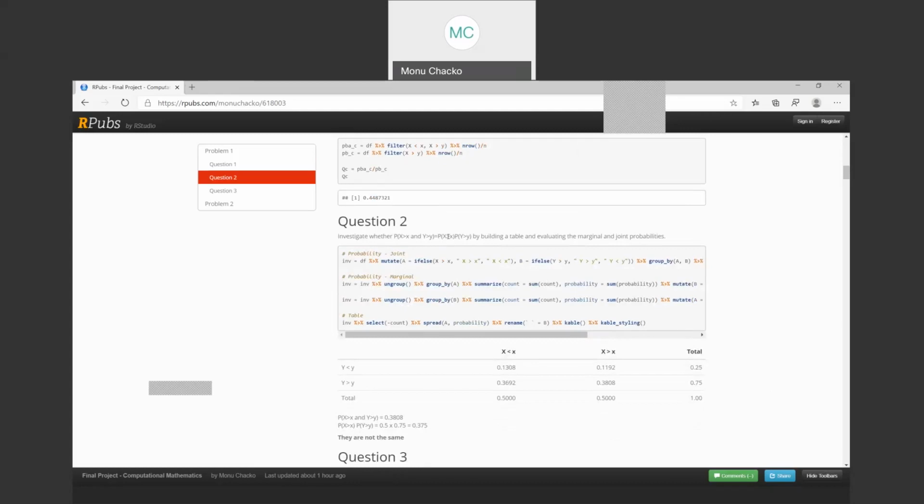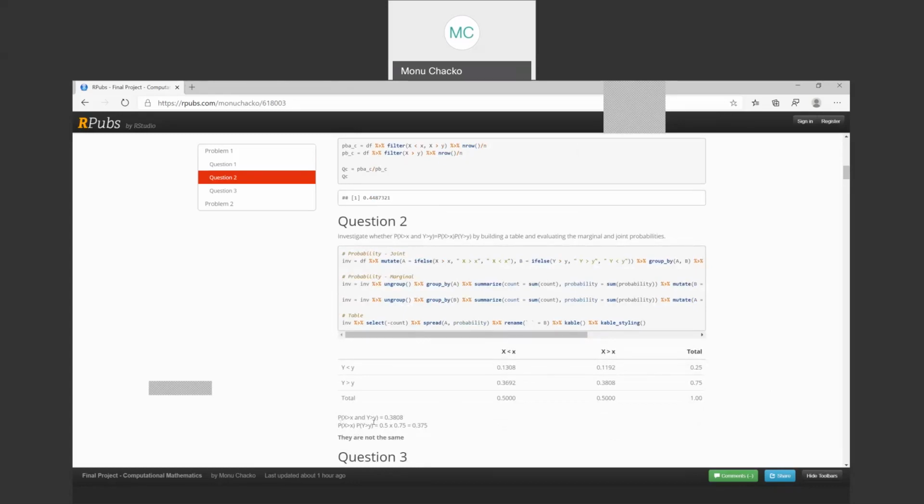So question 2 is creating a table and investigating if the probability of A and B is equal to the product of these two probabilities. So we create a group, mutate, and summarize, and do a whole bunch of things to create tables. So this table gives you columns giving you the probability.